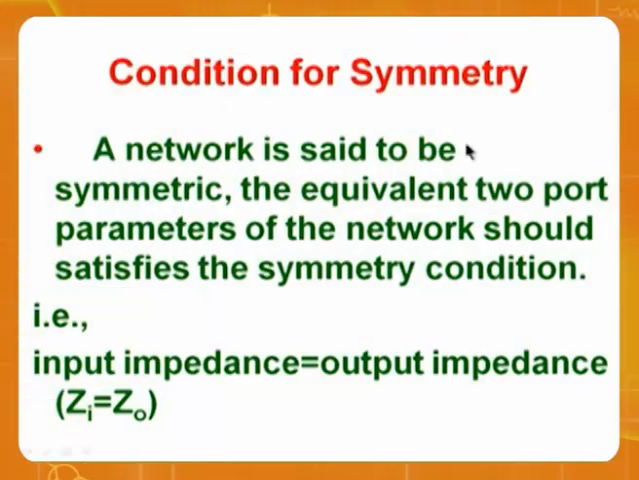A network is said to be symmetric if the equivalent two-port parameters of the network satisfy the symmetric condition. What is the symmetric condition? As I said, input impedance is equal to output impedance. When the input impedance is equal to output impedance, we call it symmetry. Normally you see these two eyes are symmetric, these two are symmetric, ears are symmetric. So symmetry is there most of the time. Even two hands are symmetric. So symmetry we need to do.